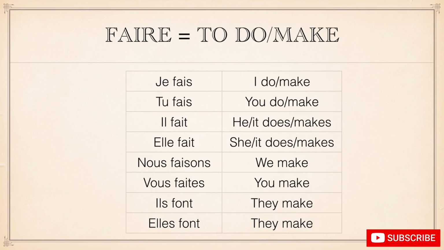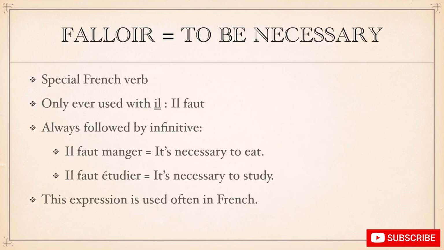Faire, je fais, tu fais, il fait, elle fait, nous faisons, vous faites, ils font, elles font. Now, falloir is definitely an interesting verb. It's only ever conjugated with il, so there's no je, there's no nous, there's no vous. It's just il, and it means it is necessary. So il faut would be translated as it is necessary to do something, and it's always followed by an infinitive, which we've talked about before.